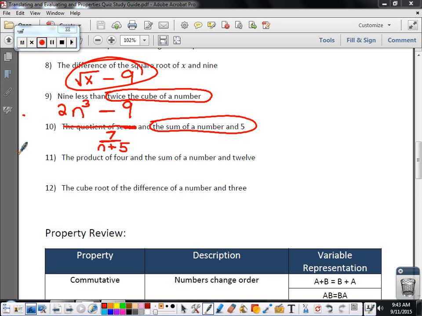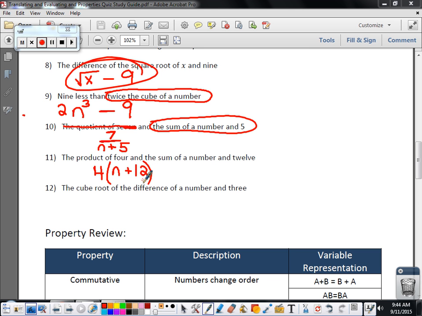11. The product. What does product mean? Multiplication. The product of 4. Okay, so you're going to take 4 and multiply it by something. 4 times the sum. Okay, we did one like this in the notes 2 days ago. What are we multiplying by? What does it say? By the sum. The only way to ensure that 4 is actually going to get multiplied by the sum is to put what around the sum? You got to put parentheses around the sum. So times the sum of a number and 12.